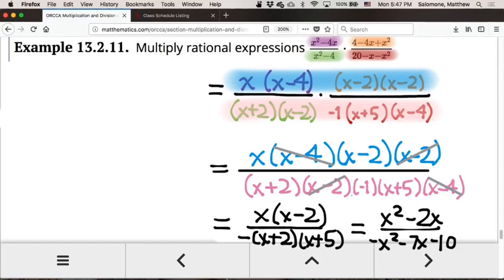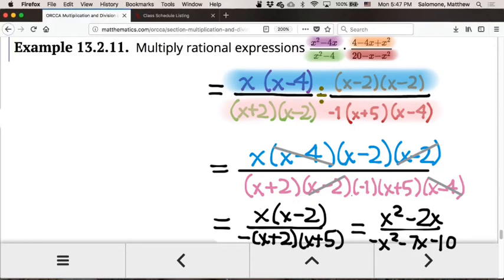What if this question, instead of asking us to multiply, had asked us to divide these two rational expressions? Let me change the game here for just a moment. Suppose I put a division sign right there. What would we do differently if we were dividing instead of multiplying? Just like with numbers, rational number fractions, division is the same thing as multiplication by the reciprocal.